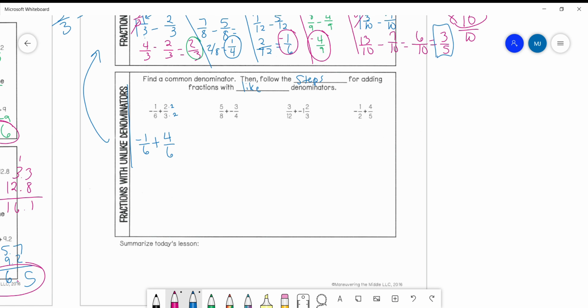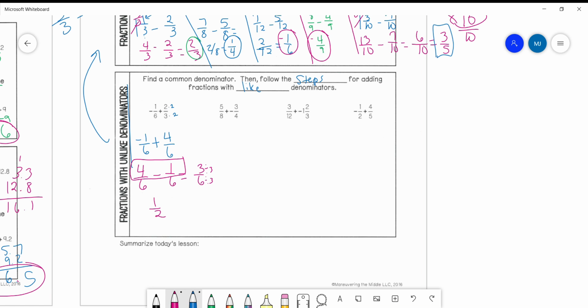Now let me follow the rules for fractions with like denominators. So our signs are different, so we find the difference. So we want to put the greater absolute value first and subtract the smaller absolute value. Our denominators are the same, so we can subtract the numerators. 4 minus 1 is 3. So 3/6 simplifies to 1/2, because both of these are divisible by 3.